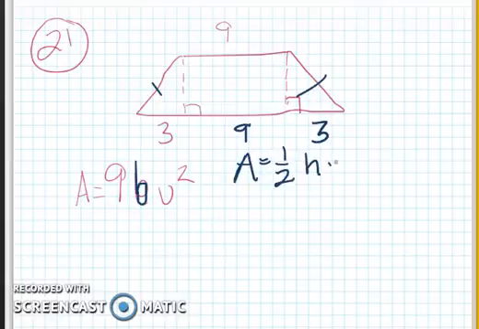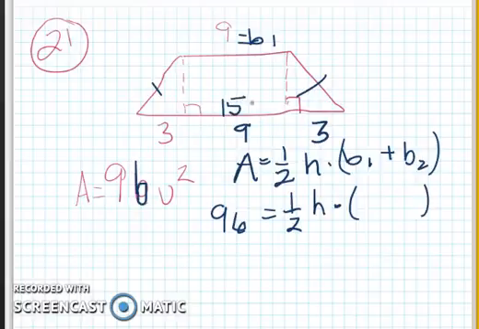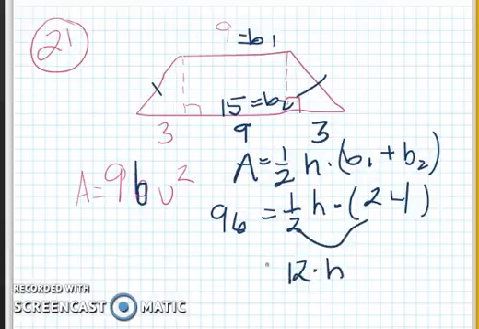1/2 height times base 1 plus base 2, and those are in parentheses. Okay, so I know 96 is the area. 1/2, I don't know the height, times base 1 plus base 2. Well, base 1's 9, and base 2 is going to be 3 plus 3 plus 9, so that's going to be 15 is base 2. So 9 plus 15 is going to add to give me 24. Okay, do half of 24 and we get 12 times h equals 96. And then take 96 and divide by 12.